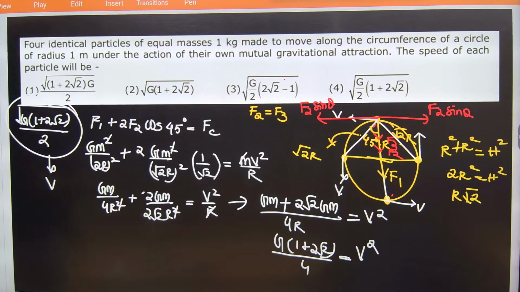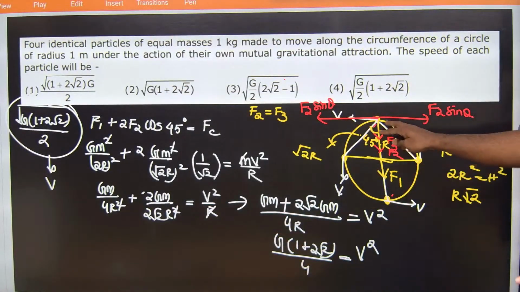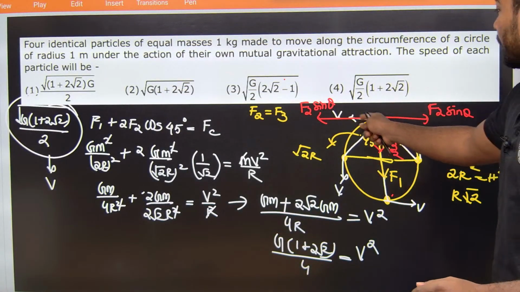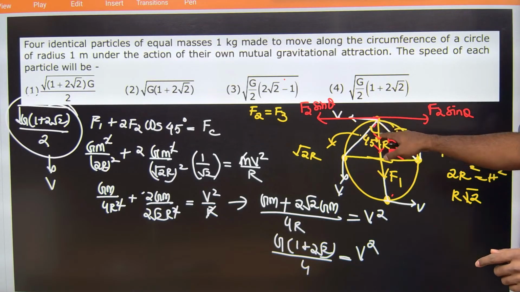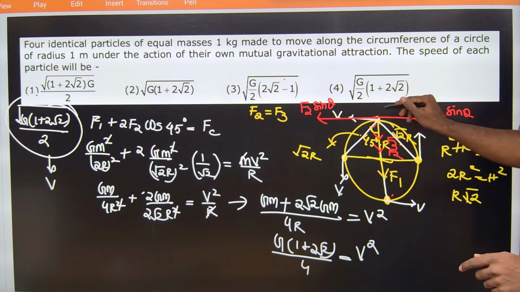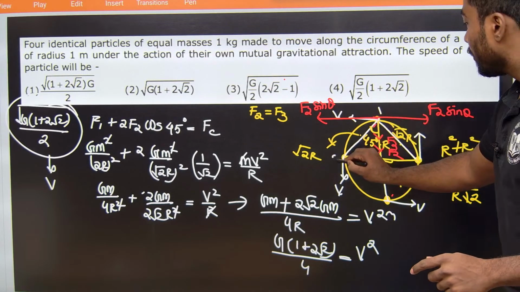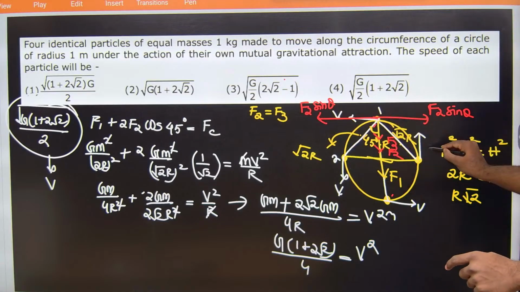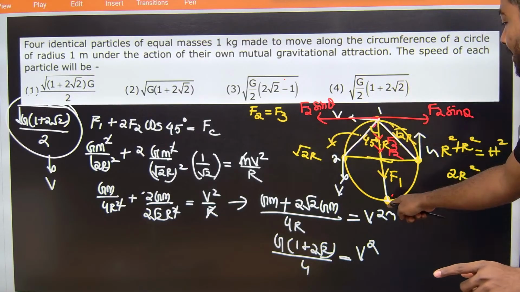So nothing but I have taken the particles at the ends of the diameters, okay, and it is going with some speed v I have assumed. So if I take the force for particles 1 and 3 as F1, 1 and 2 as F2, 1 and 4 as F3, okay. F2 and F3 are equal, that's why I have written here, and F1 is there, okay.